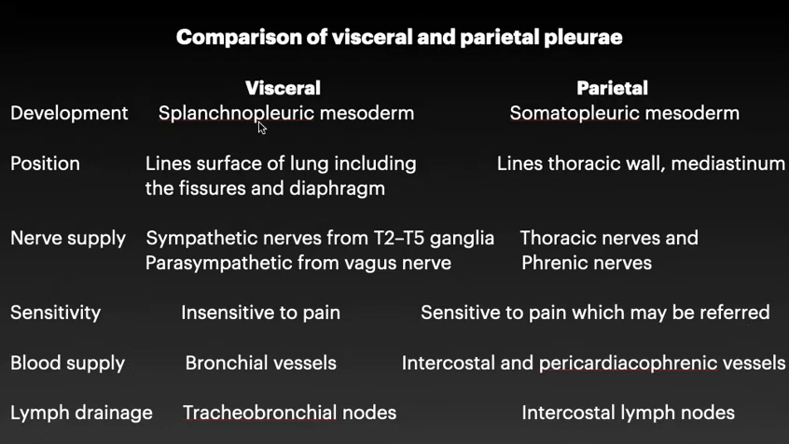Blood supply. The visceral pleura is supplied by the bronchial vessels and the parietal pleura by the intercostal and the pericardiophrenic vessels. Lymphatic drainage of the visceral pleura is by the tracheobronchial lymph nodes and of the parietal pleura by the intercostal lymph nodes.